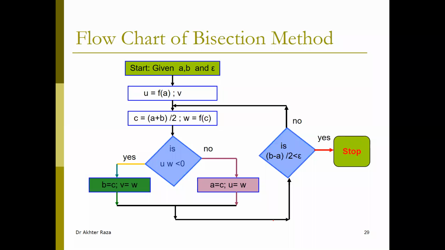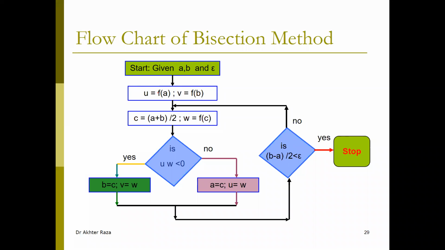This is the flow chart of the bisection method. What is to be given? a and b, meaning an interval is given. And e is a certain amount of error, suppose we say 10 raised to the power minus 5. This is the value of error that we have fixed. If the error becomes smaller than this, then the loop will be terminated, otherwise the loop will continue. So these are the three inputs of this algorithm, which is represented with this green rectangle.